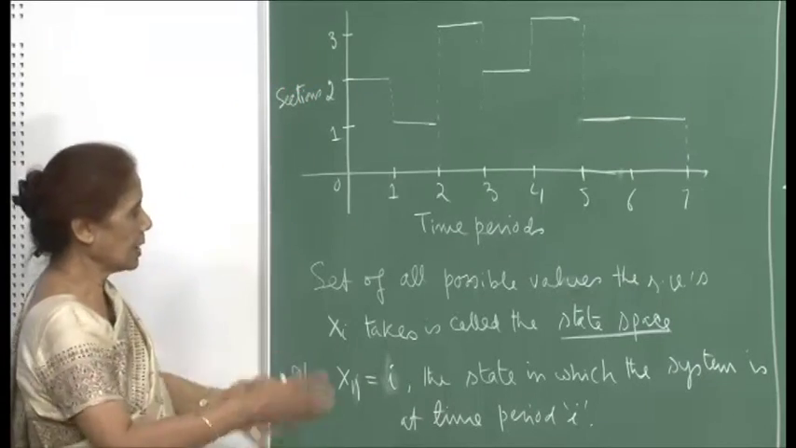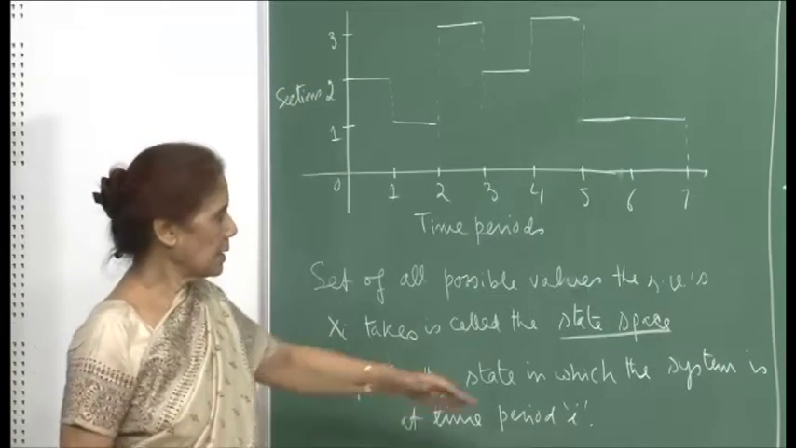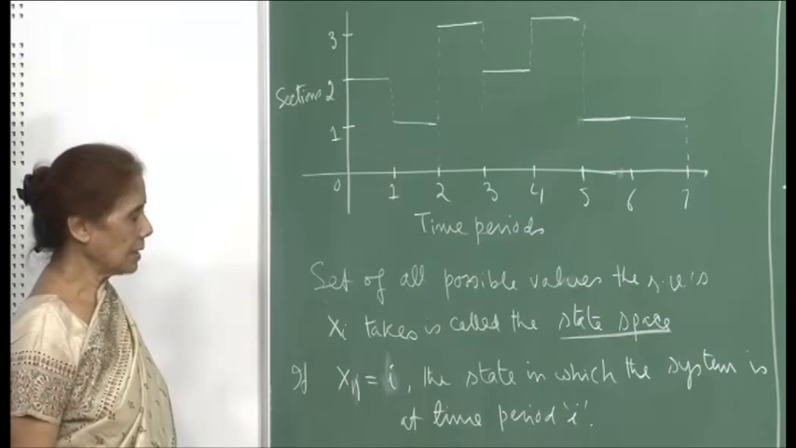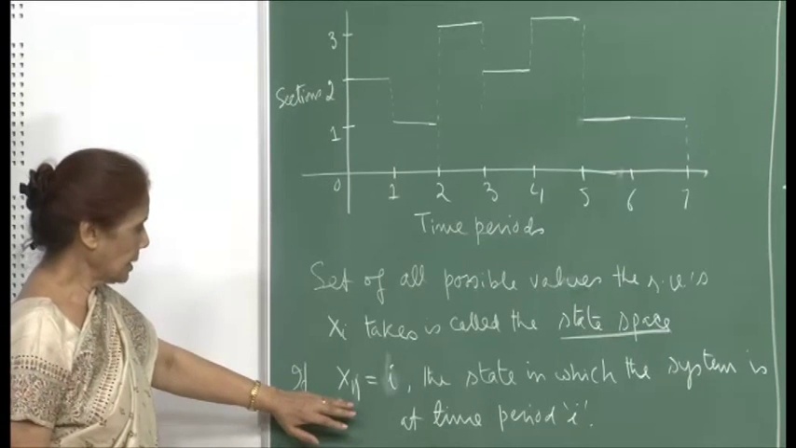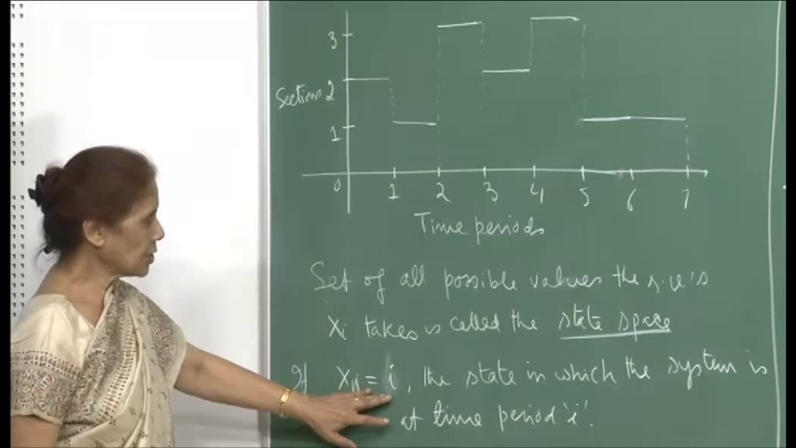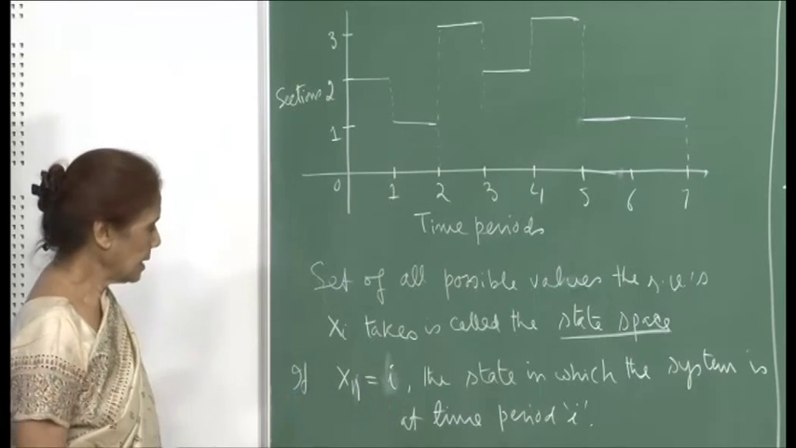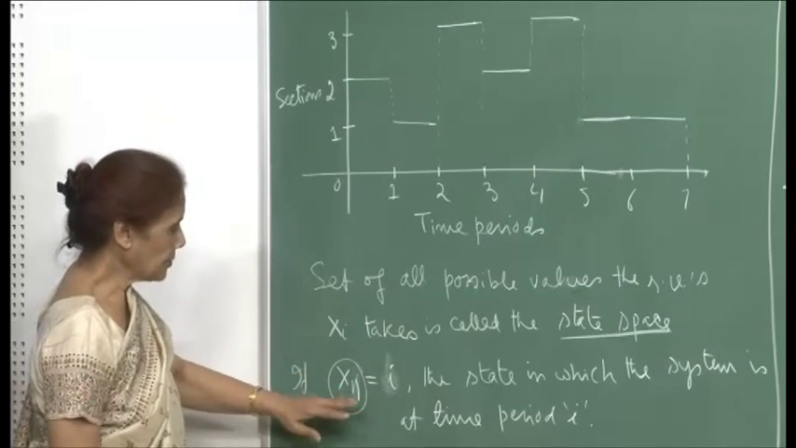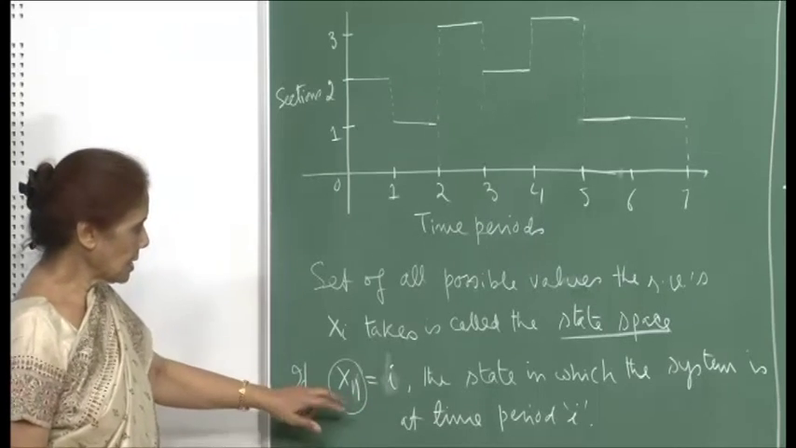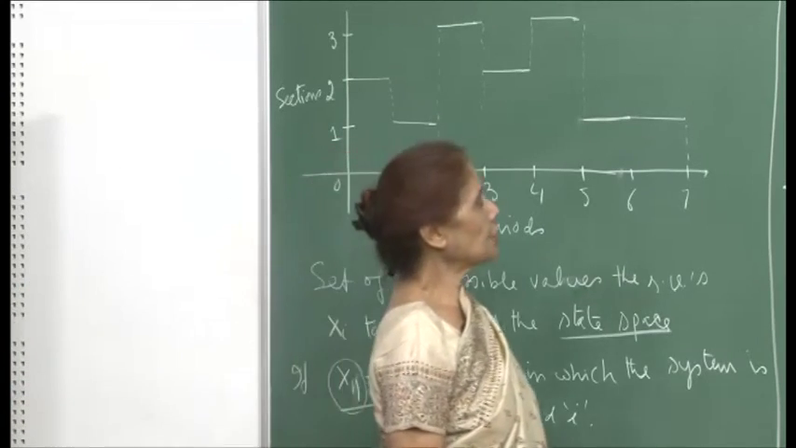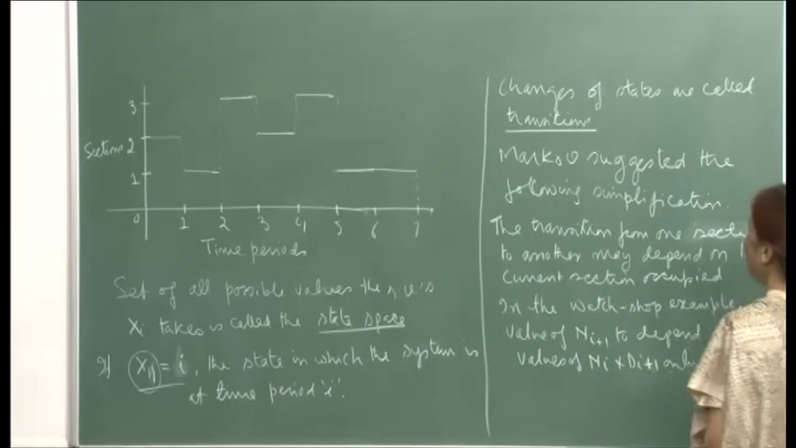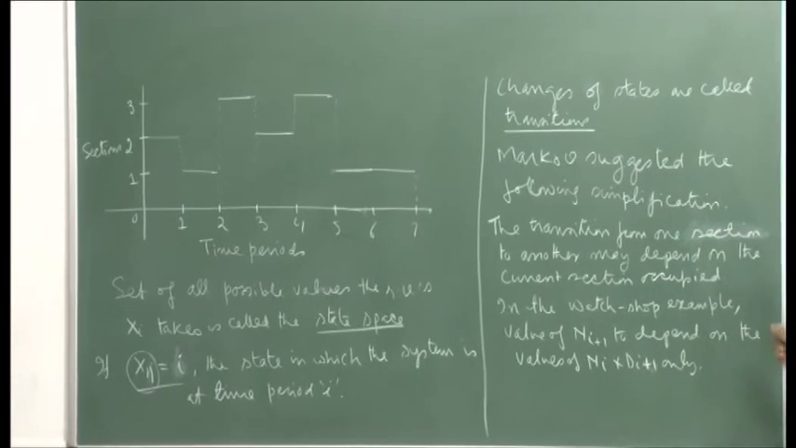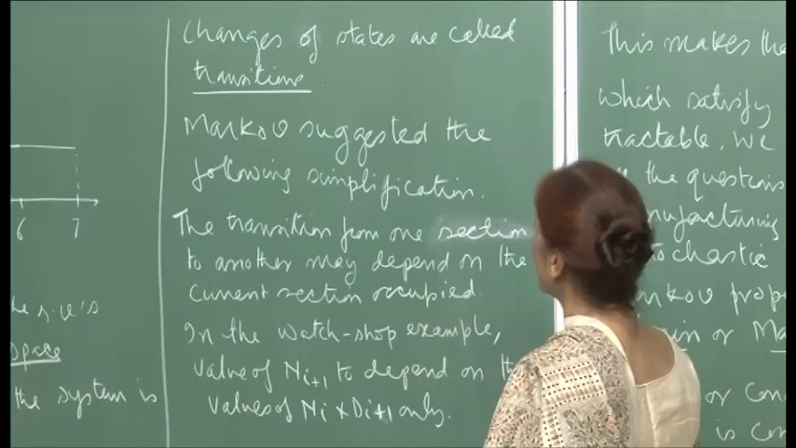It is easier because otherwise you cannot go on writing the possible values that the state space contains. It may be different things, so we can just distinguish them by numbers. Here, for example, xn is i means the state in which the system is at time period n. The xi's are the random variables which describe the process. When the system changes from one state to another, the change is called a transition.